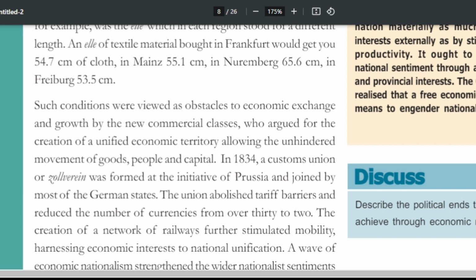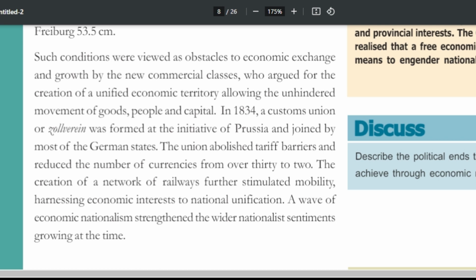Such conditions were viewed as obstacles to economic exchange and growth by the new commercial classes, who argued for the creation of a unified economic territory, allowing the unhindered movement of goods, people, and capital. In 1834, a customs union or Zollverein was formed at the initiative of Prussia and joined by most of the German states. The union abolished tariff barriers and reduced the number of currencies from over 30 to 2. The creation of a network of railways further stimulated mobility. Harnessing economic interests to national unification, a wave of economic nationalism strengthened the wider nationalist sentiments growing at the time.